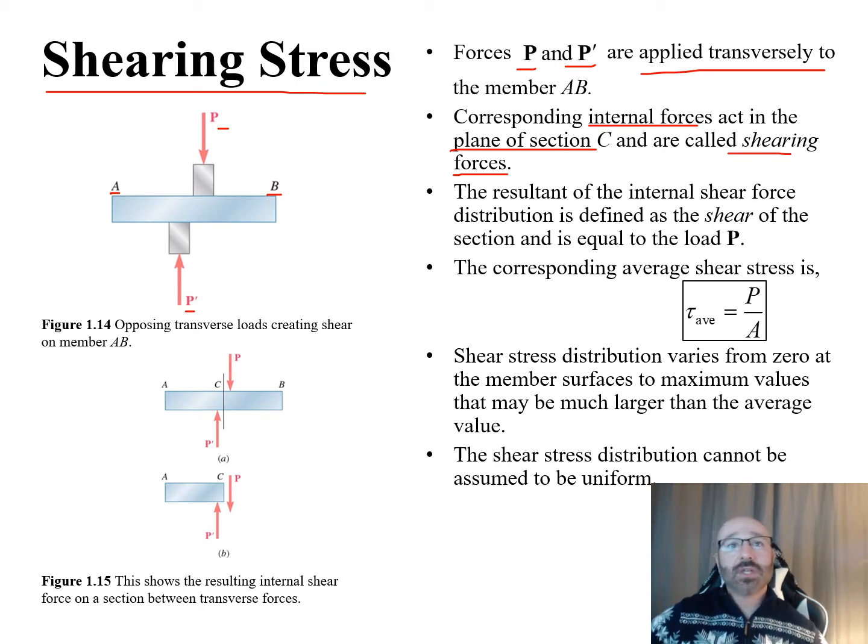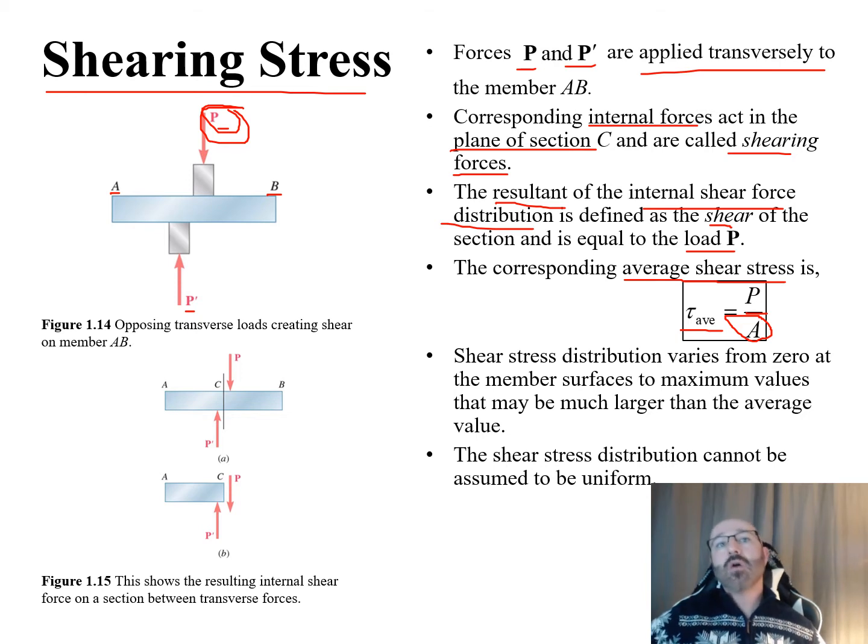And now this resultant of the internal shear force distribution is going to be defined as the shear of the section and is equal to the load P right there. Now how does this relate to our shear stress? Well, we have this definition down here that our average shear stress is going to be shown by this relationship: our average stress is equal to our load over our area. So there's our load again, and then we have our cross-section area A, and this is going to give us our shear stress definition.